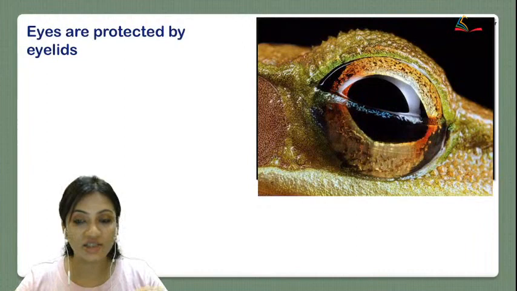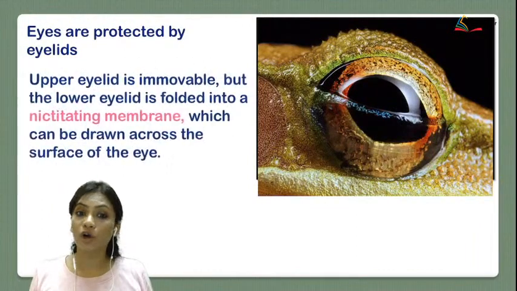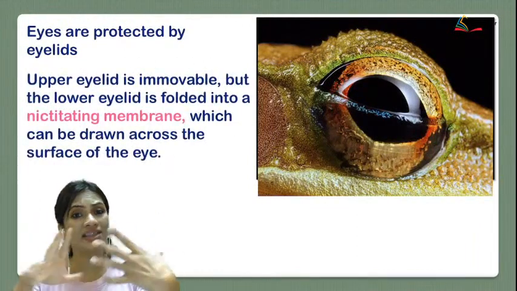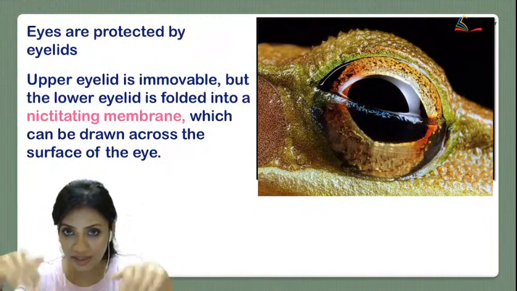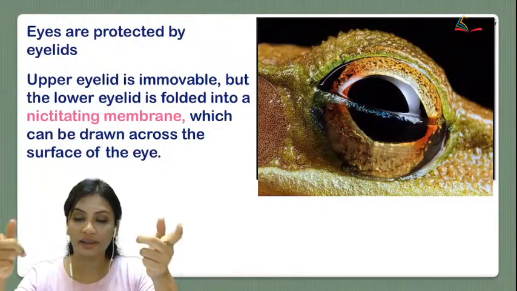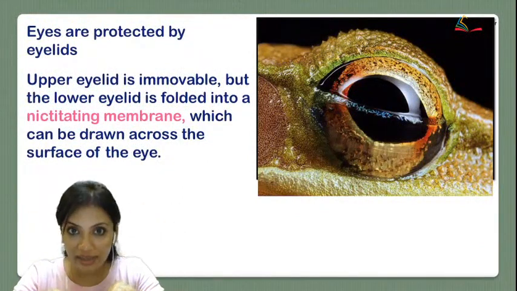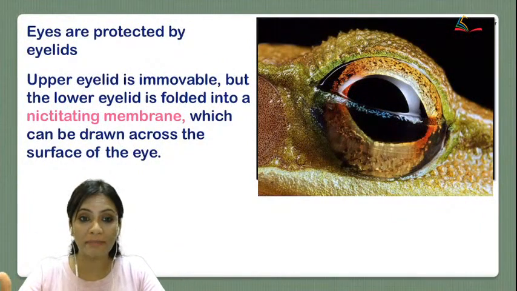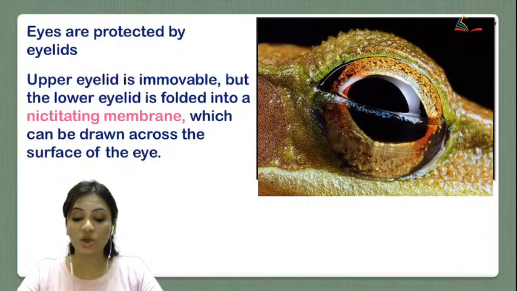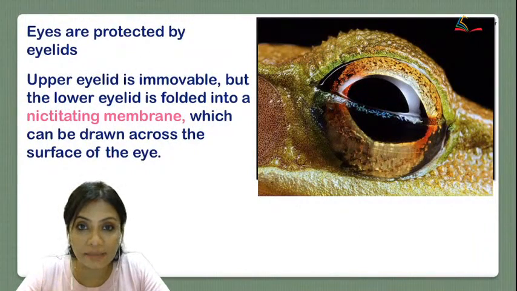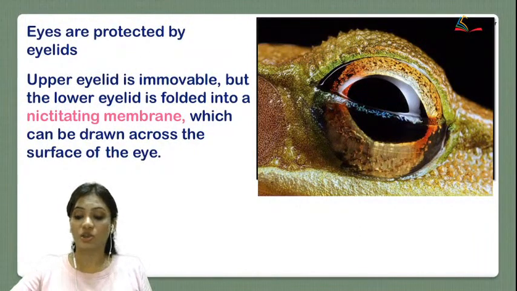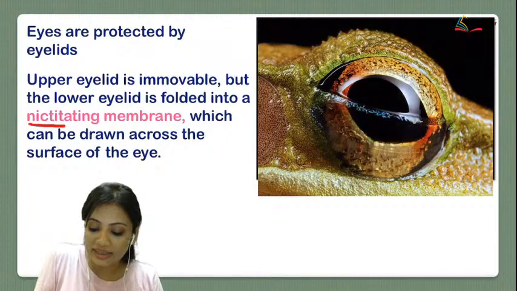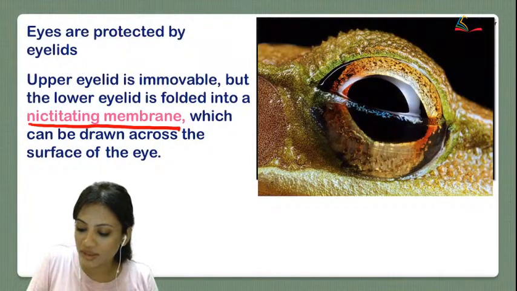But no, that's not the case for the frogs. The frogs have an upper eyelid which is basically immovable. So you're not going to be seeing anything coming up and down. But it has a lower eyelid which is folded to make a membrane called a nictitating membrane. What is it called? It is called a nictitating membrane. Can you see this nictitating membrane over here? This is what it is.